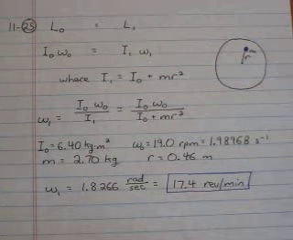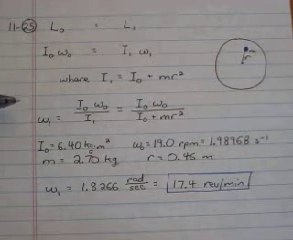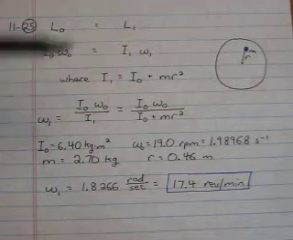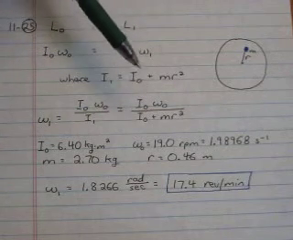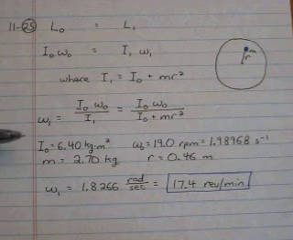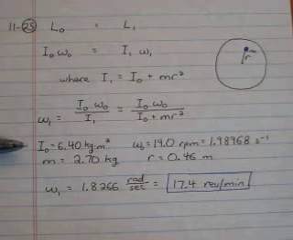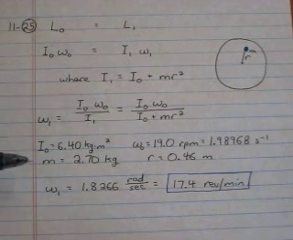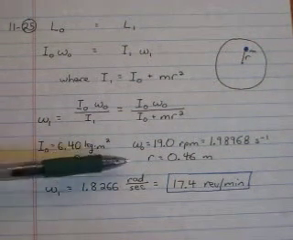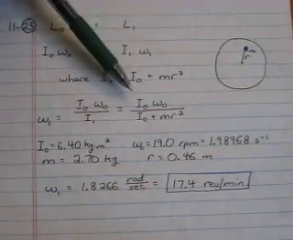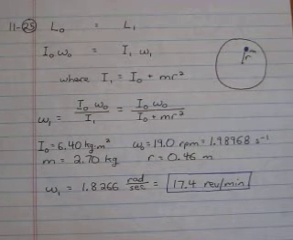So we solve this equation for omega 1. Omega 1 is I naught omega naught over I1, where I1 is I naught plus mr squared. In the lines below, I've solved for I naught. Oh, that was already given. I've converted omega naught to radians per second. There's mass. There's r. So you plug those numbers into this equation, and you get omega 1 is 1.8266 radians per second.